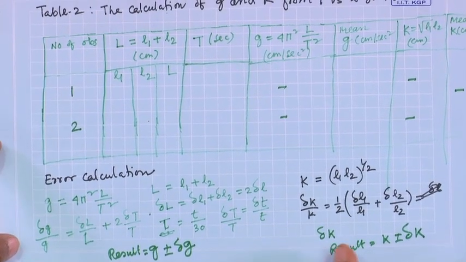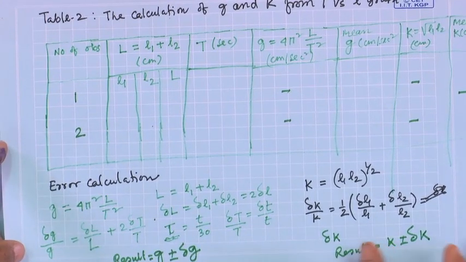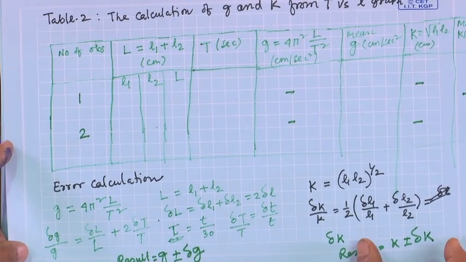Okay. I think one has to understand this theory, then only can you perform the experiment perfectly and calculate the results, the G value and K value, the radius of gyration.